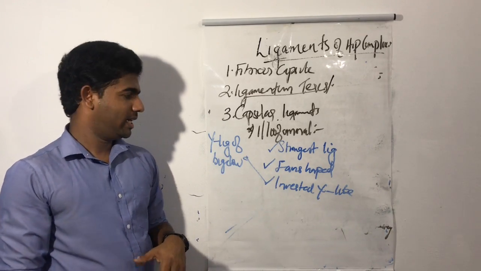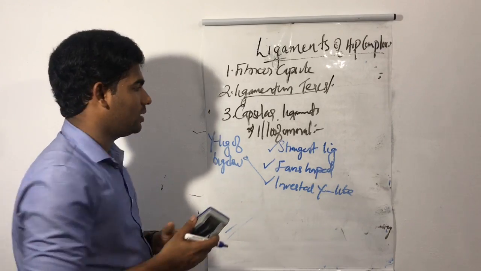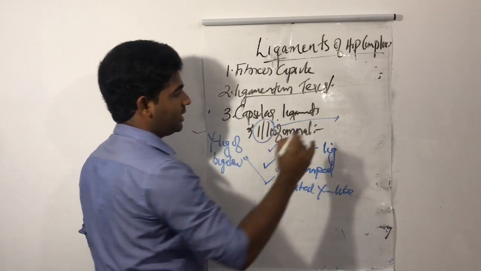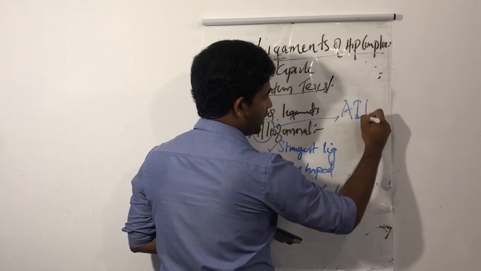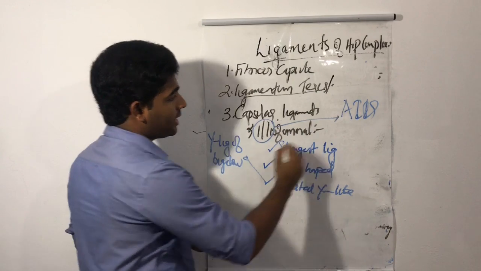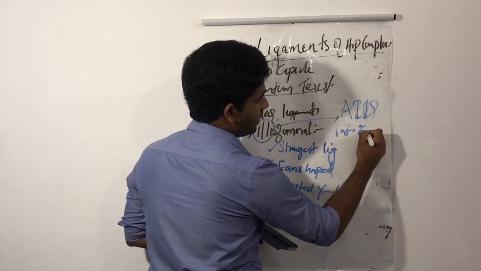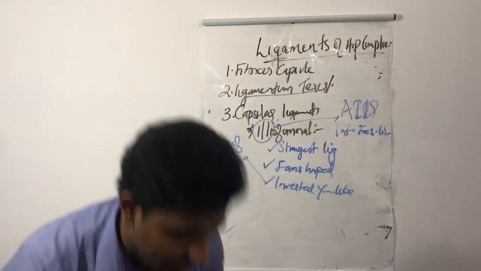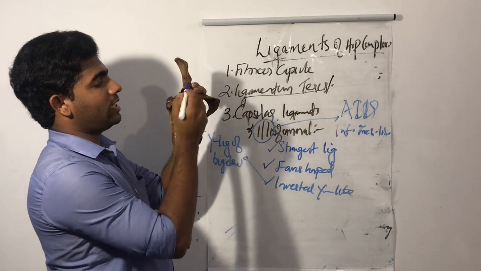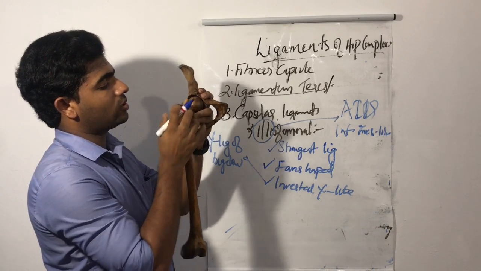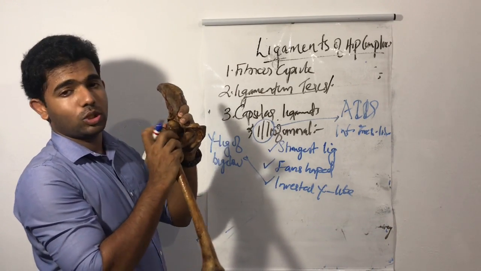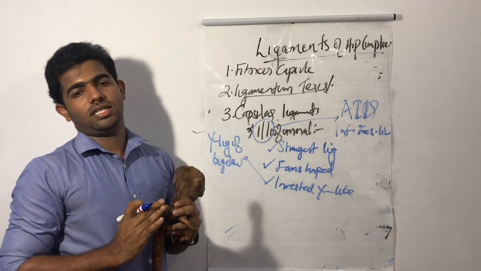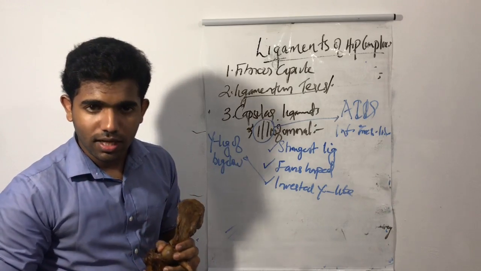Clear? Okay, now you want to know the attachments of the ligament. In the ilium, it starts from one particular location, that is the anterior inferior iliac spine, and is attached to the intertrochanteric line. So this ligament starts from the anterior inferior iliac spine to the intertrochanteric line. So it provides anterior stability to the hip complex.